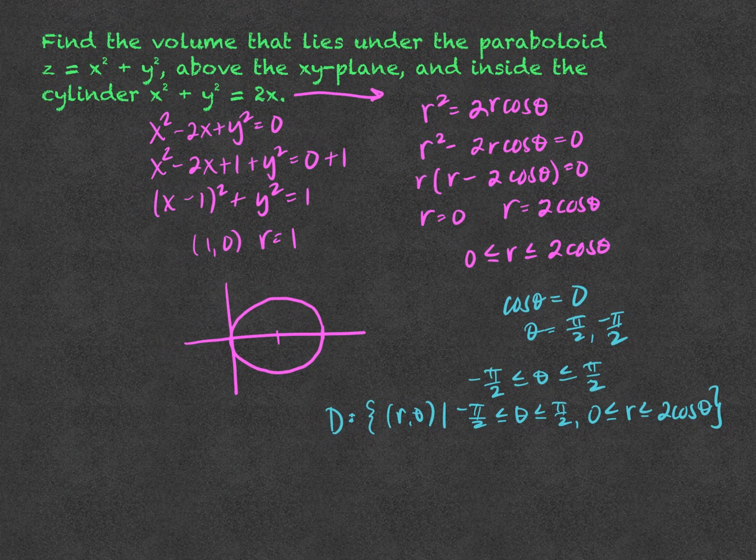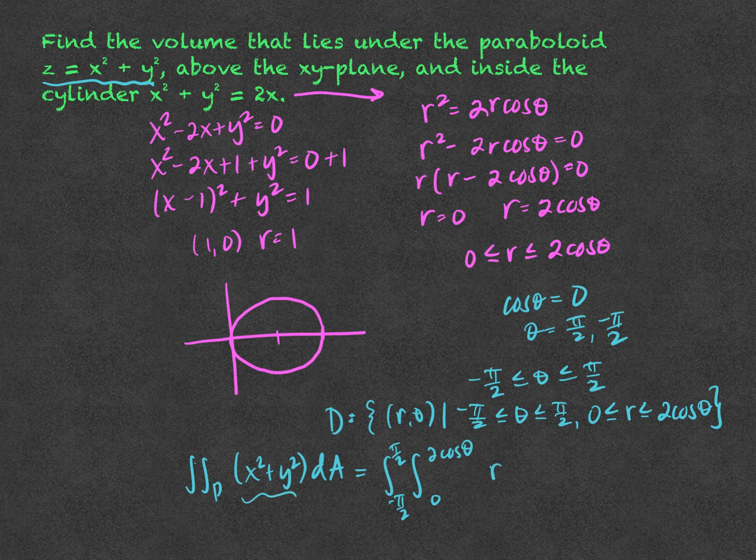Now we have not dealt with this up here because we're going to say the double integral of the region of x squared plus y squared with respect to the area is equal to the double integral. Now our bounds for theta are negative pi over 2 to positive pi over 2, and our bounds for r are 0 to 2 cosine of theta. And then we have x squared plus y squared is equal to r squared, and then we have times the extra r, dr d theta.